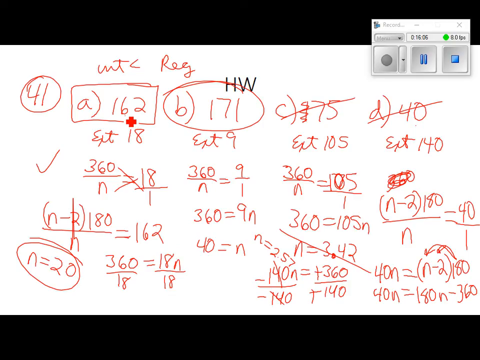So a 20-sided polygon, a 20-gon, has an interior angle that's 162 degrees, if it's regular. A 40-sided polygon, if it's regular, has an interior angle that's 171. There is no regular polygon that has an interior angle of 75, and there is no regular polygon that has an interior angle of 40. Other questions?